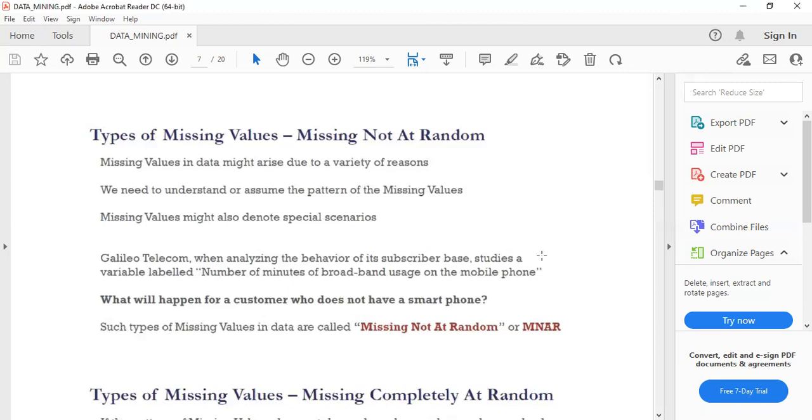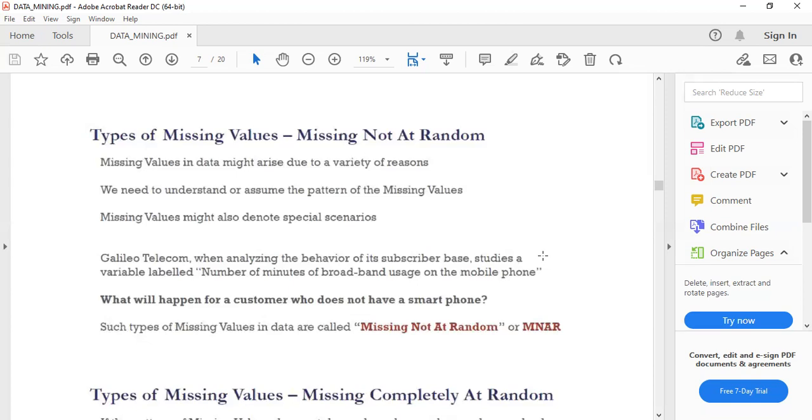So, types of missing values: missing not at random. Missing values in data might arise due to a variety of reasons. We need to understand or assume the pattern of the missing values. Missing values might also denote special scenarios.